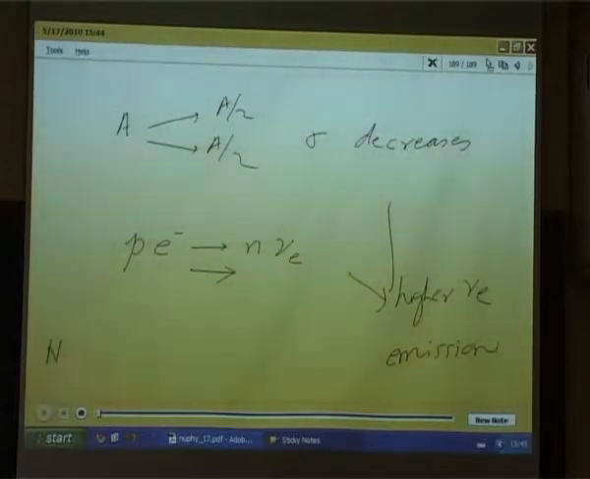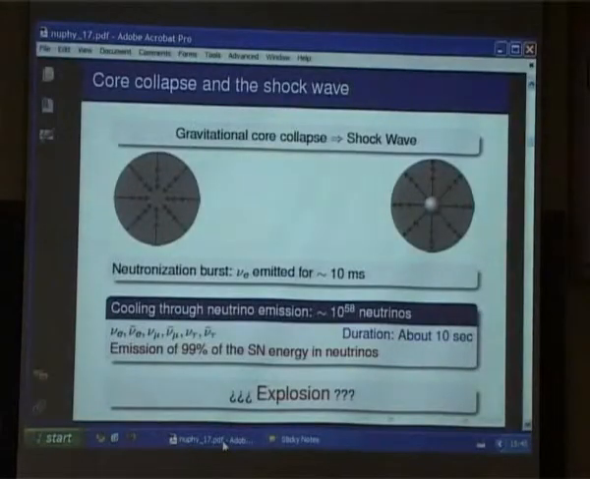And this is what is called the neutronization process. It's called the neutronization burst because you are producing neutrons. So when your shock wave passes through the neutrino sphere, you get a burst of electron neutrinos coming out. And this burst lasts only for about 10 milliseconds. This is the special burst that lasts for 10 milliseconds and has only electron neutrinos, nothing else.